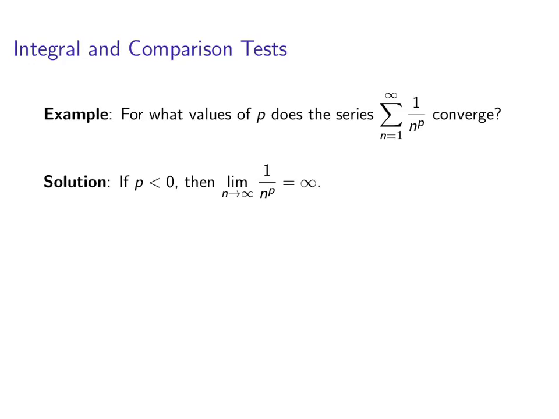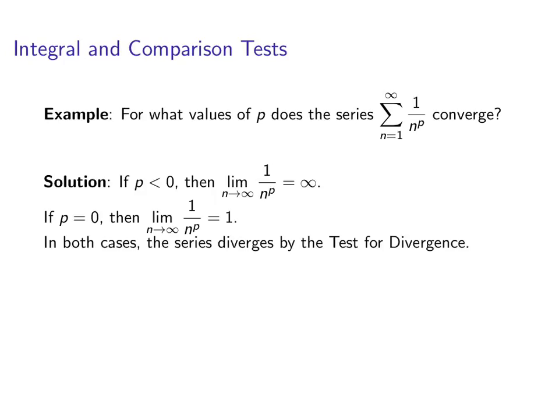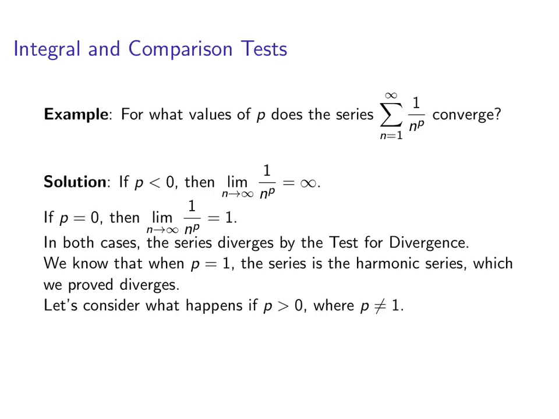Notice that if p is less than 0, then the limit of the terms is infinity. If p is equal to 0, then the limit of the terms is 1. And in both cases, we can say that the series diverges by the test for divergence. Remember that the terms have to go to 0 before it even has a chance. Now, when p is equal to 1, we're specifically talking about the harmonic series, and we proved that that series diverges. Now, let's take a look at what happens when p is bigger than 0, but p is not equal to 1.